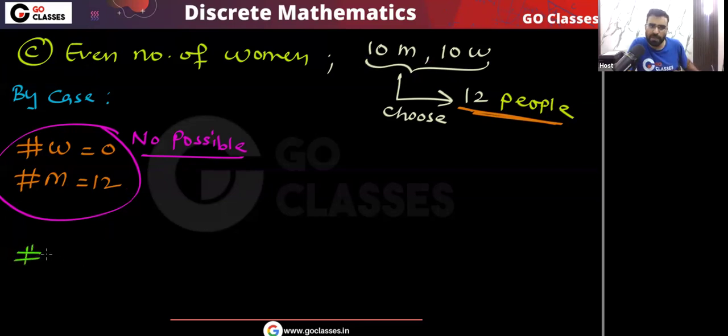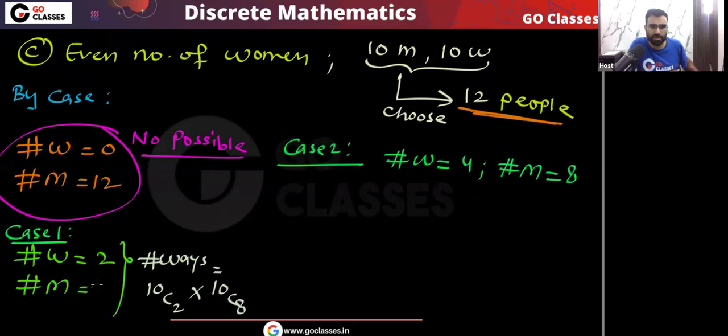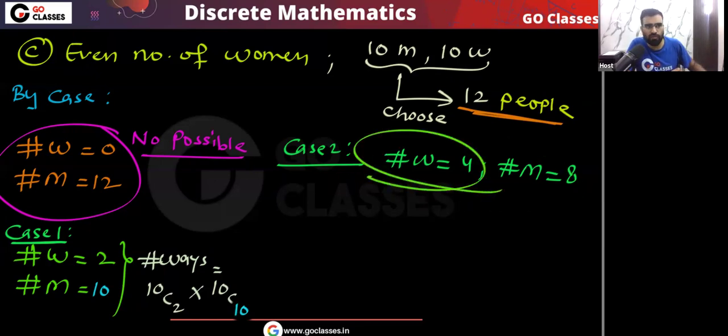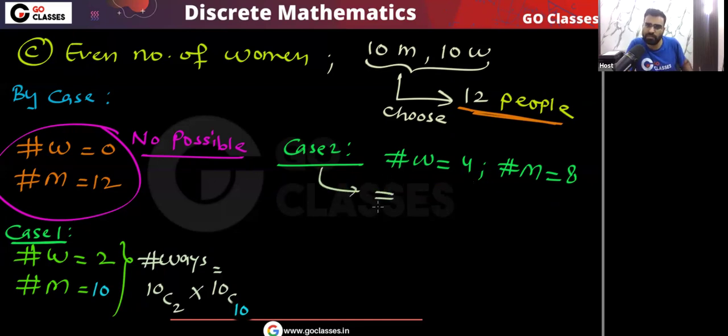Which case is possible? Number of women can be 2. And in this case, if number of women that we are selecting is 2, then how many men are we selecting? Here, number of men will be 10. In this case, the number of women is 2, so number of men will be 10 because total we want 12 people. So here it will be 10C10. Very simple. Now in this case, we want number of women that is 4, so number of men will be 8. So in this case, what will be the number of ways?